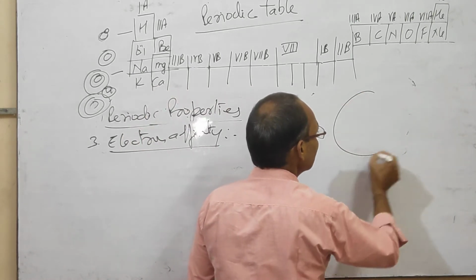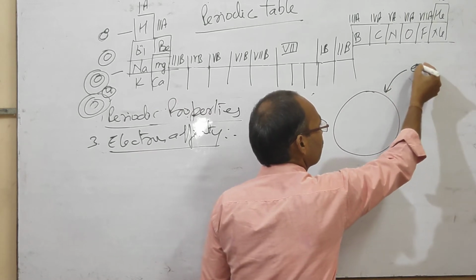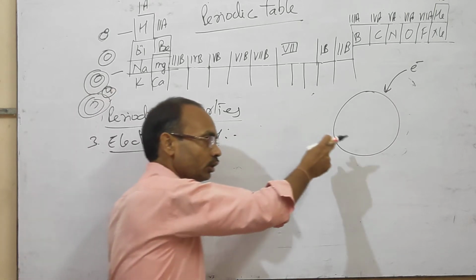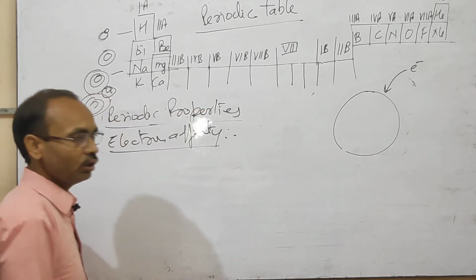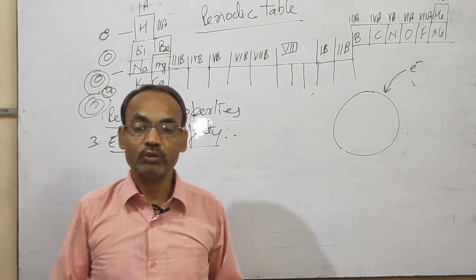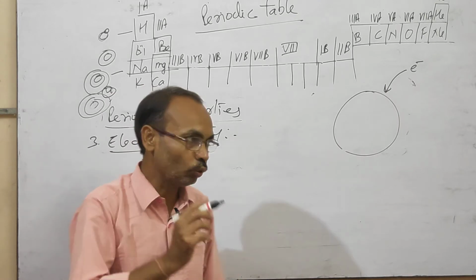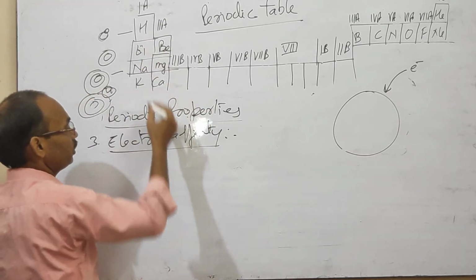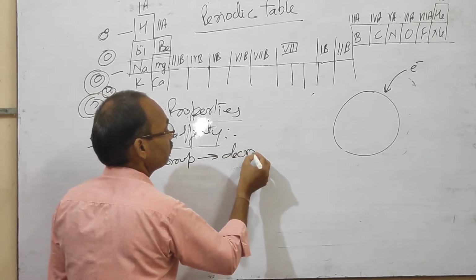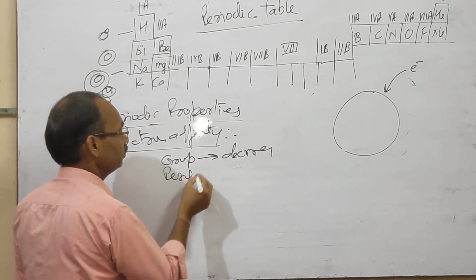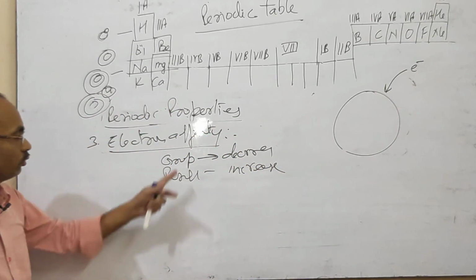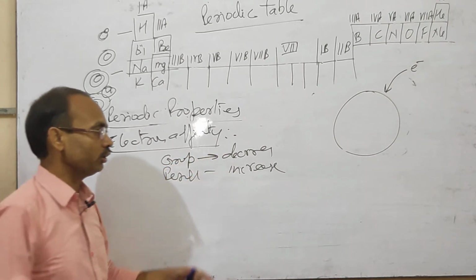When an atom accepts an electron toward itself, the amount of energy released by the atom is known as electron affinity. You know that electron affinity decreases in the group, and in the period it increases. What is the reason for this decrease and increase in group and period?